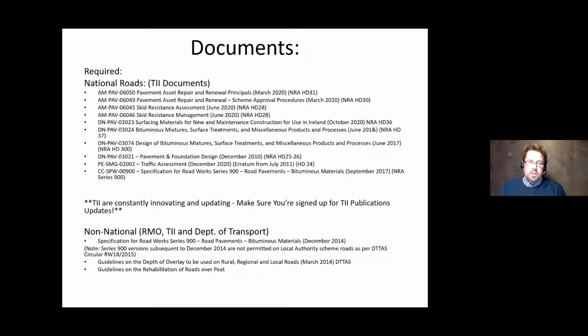The second one you need to know would be HD30, which effectively is the gateway to getting a PARR report approved, what the TII inspectors are looking at. You need to be conscious of HD28, which has now been split into two separate documents, in terms of your skid resistance, which then ties back into HD36, your surfacing materials, your correct choice of surfacing materials moving forward. And likewise then HD37, the selection of your bituminous mixtures, which are your appropriate bituminous mixtures and how you compile them all together.